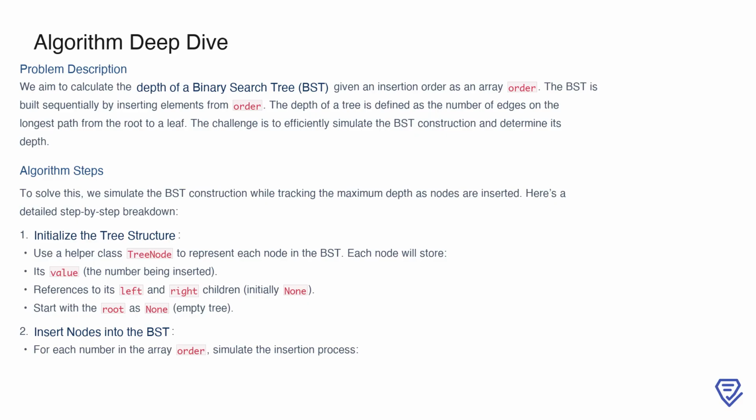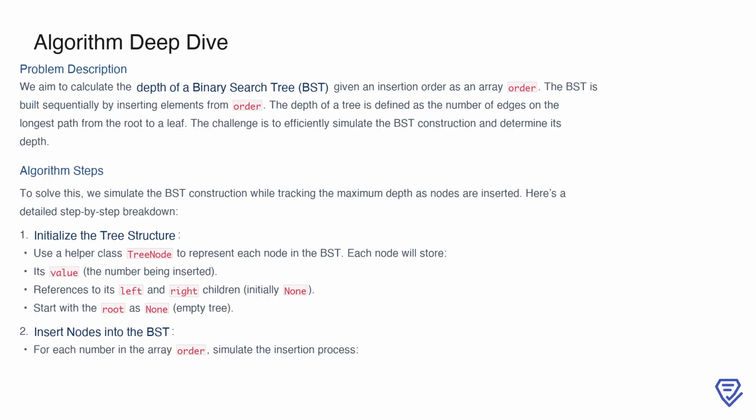In this problem, we are tasked with calculating the depth of a binary search tree, or BST, based on a given insertion order provided as an array. The depth refers to the number of edges along the longest path from the root node to any leaf node. To solve the problem efficiently, we need to simulate the BST construction step by step and track the maximum depth dynamically as we insert each node.